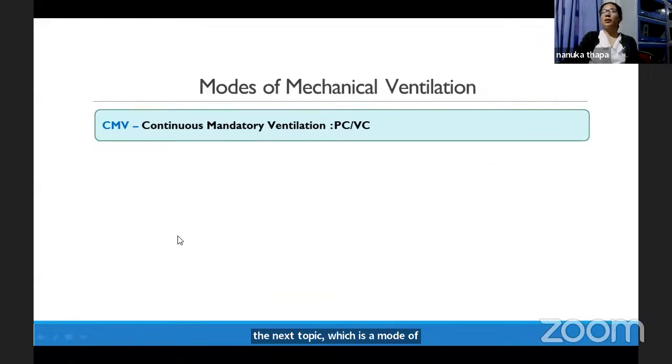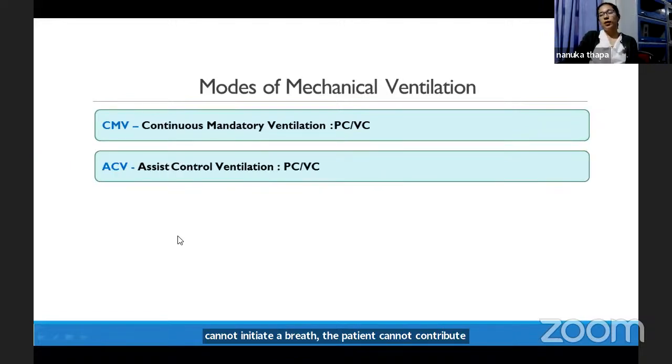On one end of the spectrum, we have continuous mandatory ventilation, which can be either pressure control or volume control. This is a fully controlled mode of ventilation where the patient cannot initiate a breath and cannot contribute to ventilation at all, as the ventilator doesn't take it into account. The second mode of historical importance is assist control ventilation, where the patient can trigger the breath. However, the support that the ventilator gives is always constant.